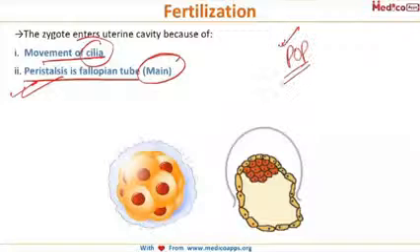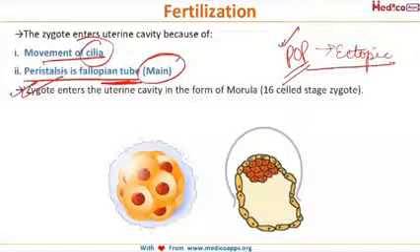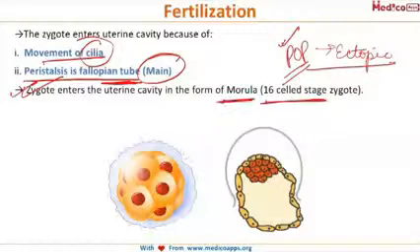Now, the second implication: when a lactating female is taking progesterone-only pills for contraception, the progesterone in these pills has a relaxation effect. So, it inhibits the peristalsis of the fallopian tube, and so there is a risk of ectopic pregnancy. So, it is in the morula stage or the 16 cell stage that the zygote enters the uterine cavity on the 4th day after fertilization or the 18th day of the menstrual cycle.